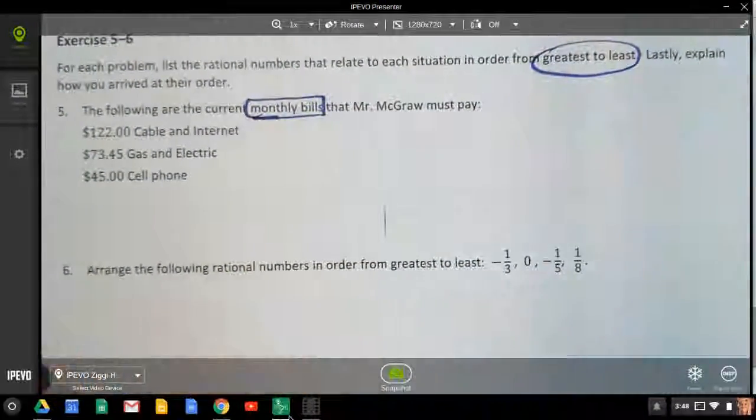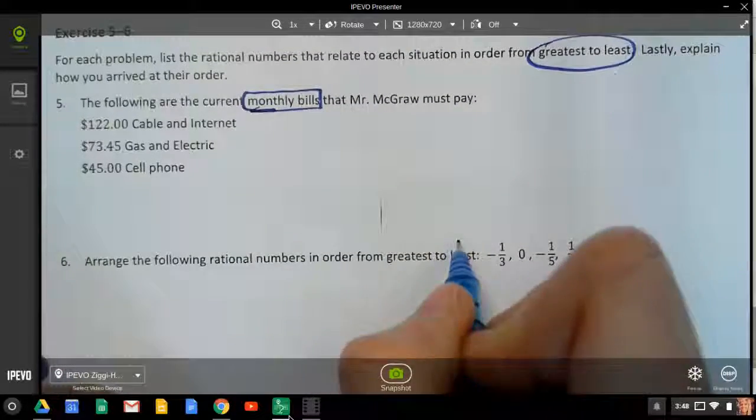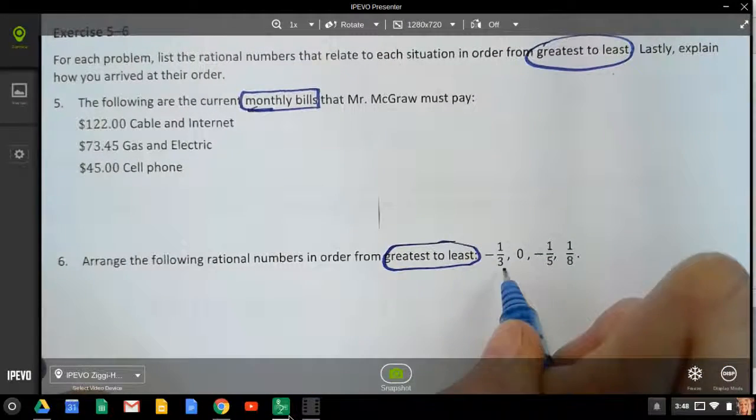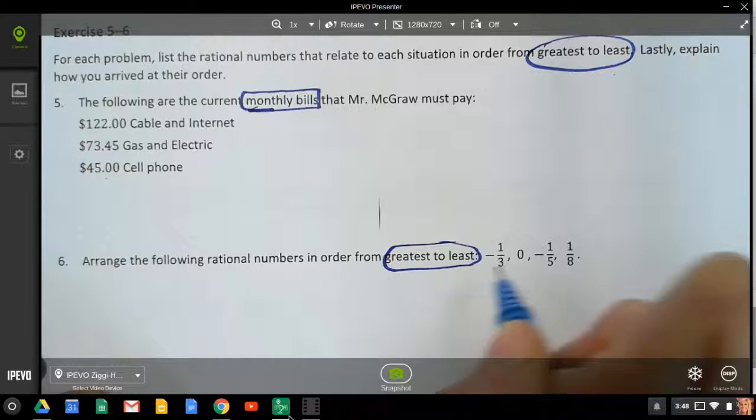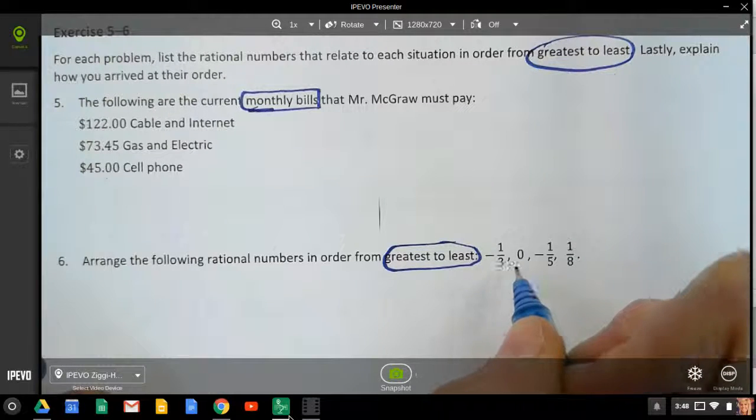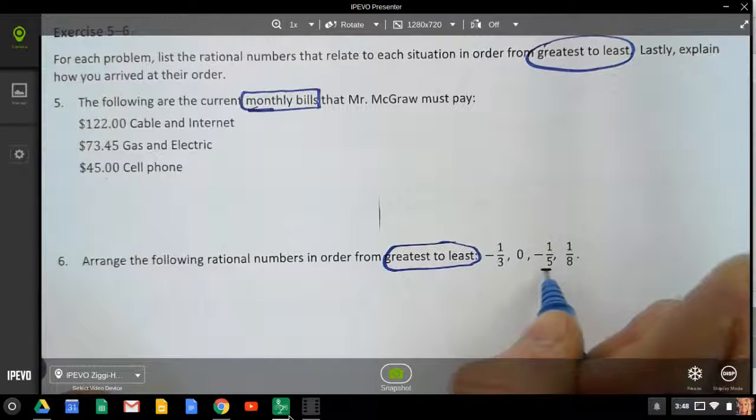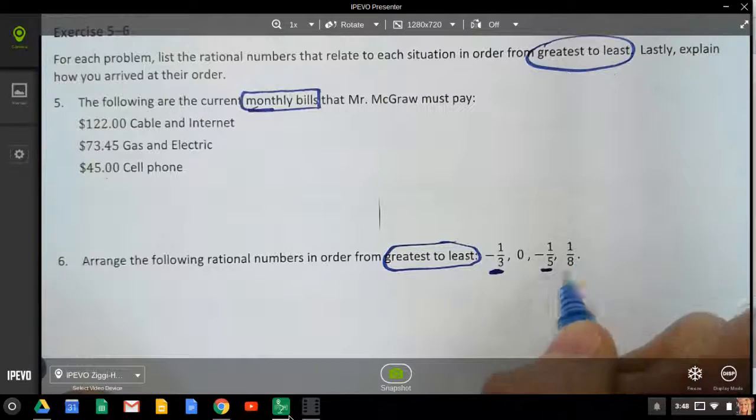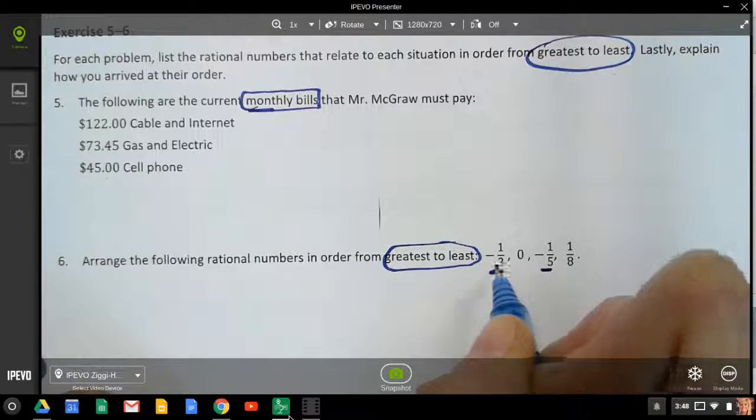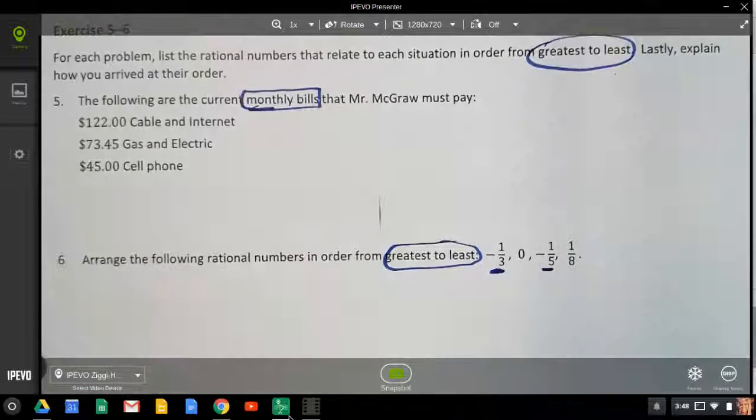Number 6, I'm also going to allow you to try on your own. You're ordering them from greatest to least. Again, be very cautious of these denominators. They are not the same. So you are going to have to think about what you can do to get these denominators to be the same. Actually, you're only focusing on really these two because they're both negatives. This is a positive, so that should be pretty easy. But these two, you need to do something in order to get them similar so you can order them. So right now, you're going to pause the video and solve those on your own.